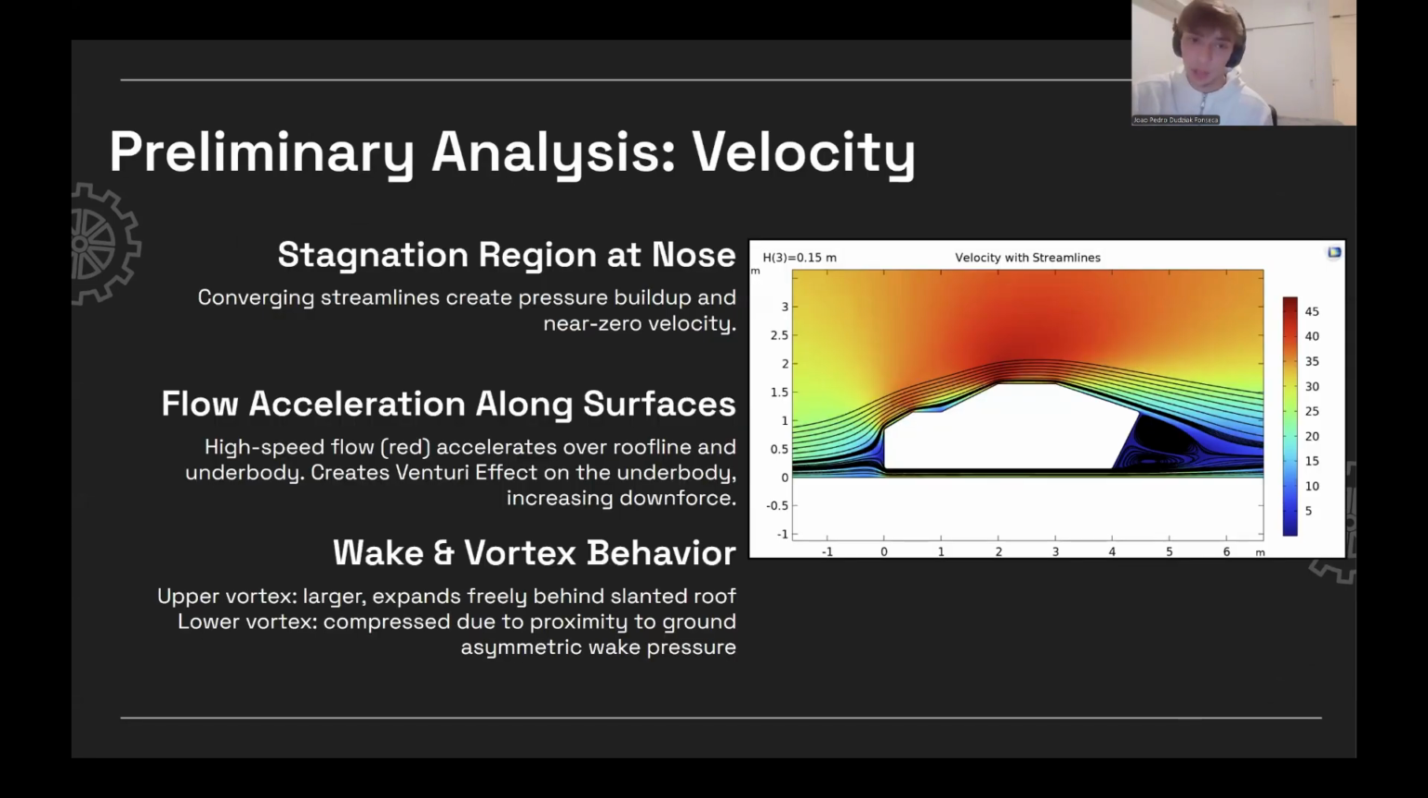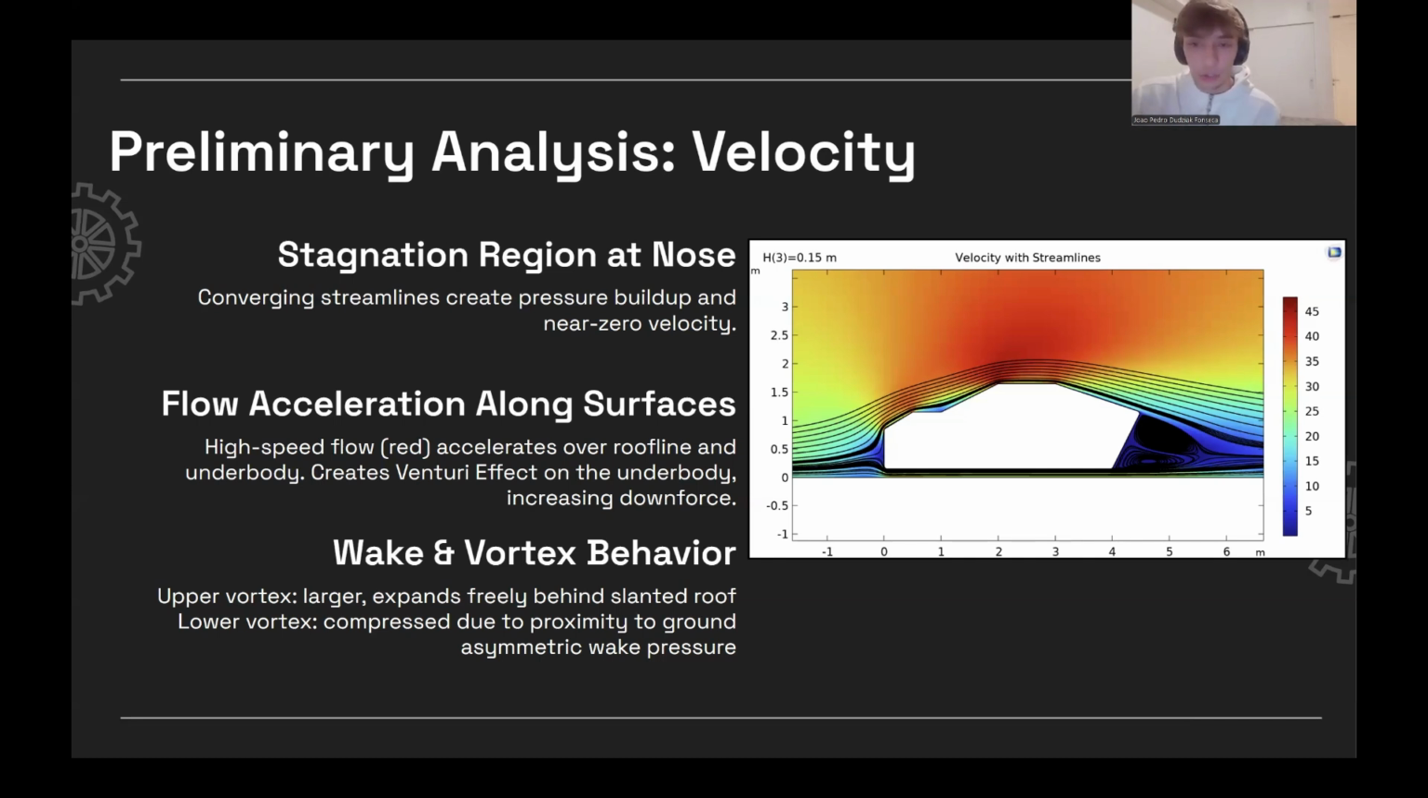As you can see for velocity, there is a stagnation at the nose, which is the same as the pressure: high pressure, low velocity. The streamlines are converging towards the nose. Then along the surfaces, there is high speed flow that accelerates over the roofline and also under the underbody. Again, this creates the Venturi effect, which can be more easily seen here.